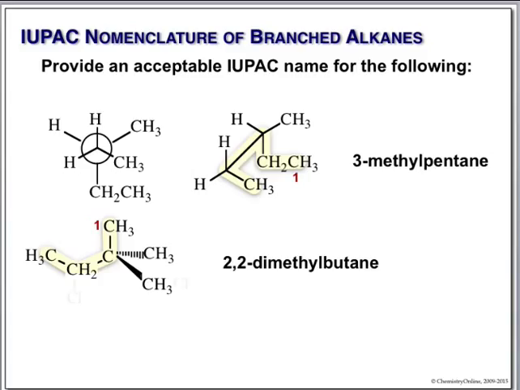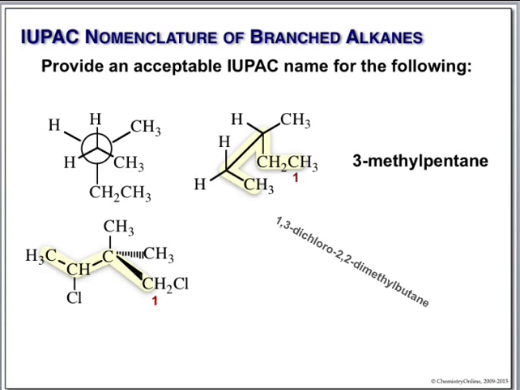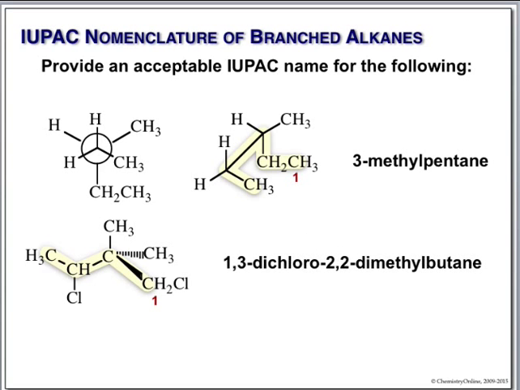Now if we had changed this and stuck a couple chlorines in, same sort of thing. We want to find our longest chain. Here we're going to let this be part of our longest chain, so the chlorine here can be on carbon 1. That would be the lowest number. We have a chlorine here in carbon 1, another one in carbon 3, and 2 methyls in carbon 2. So that's 1. Put them all together. 1,3-dichloro, 2,2-dimethyl, and again our parent is a butane.